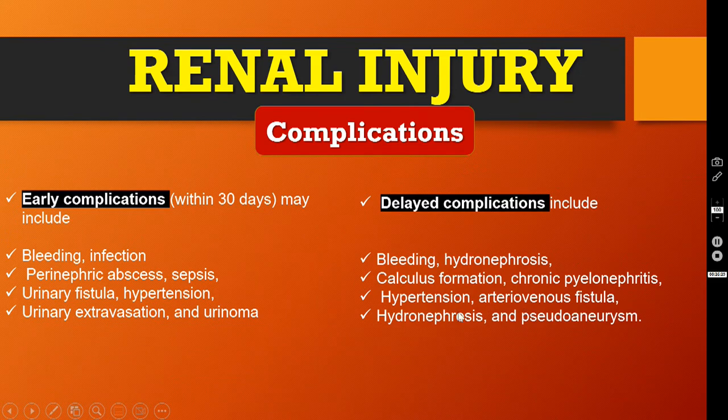Coming to the complications, early complications, that is within 30 days, are bleeding, infection, perinephric abscess, sepsis, urinary fistula, hypertension, urinary extravasation, and urinoma. Delayed complications, that is beyond 30 days, include again bleeding, hydronephrosis, calculus formation, chronic pyelonephritis, hypertension, arteriovenous fistula, and pseudoaneurysm.